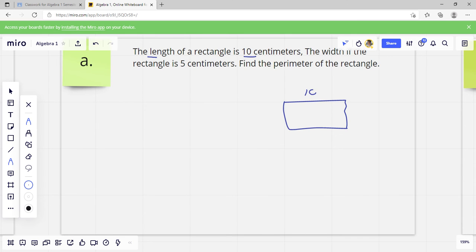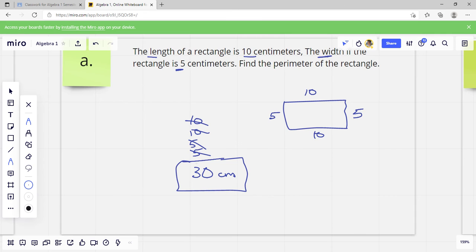Good enough. 10 centimeters, and our width is 5. So that means 5 right here. If that's 10, then this has to be 10, and if that's 5, this has to be 5. So we just add them all together. 10 and 10 and 5 and 5. And we're going to get 10, 20, 30. And that's centimeters. So 30 centimeters should be your answer.